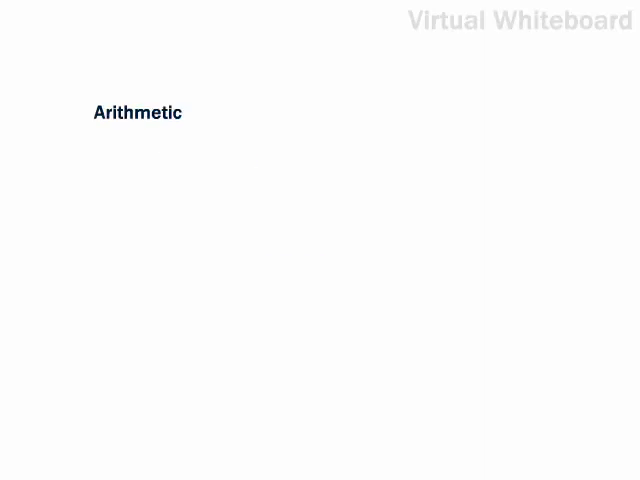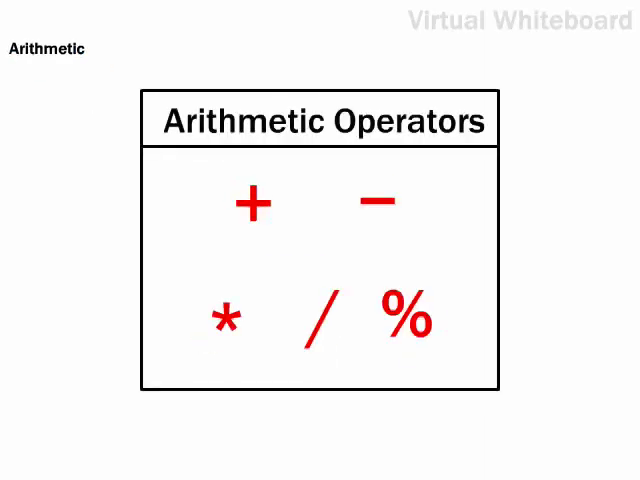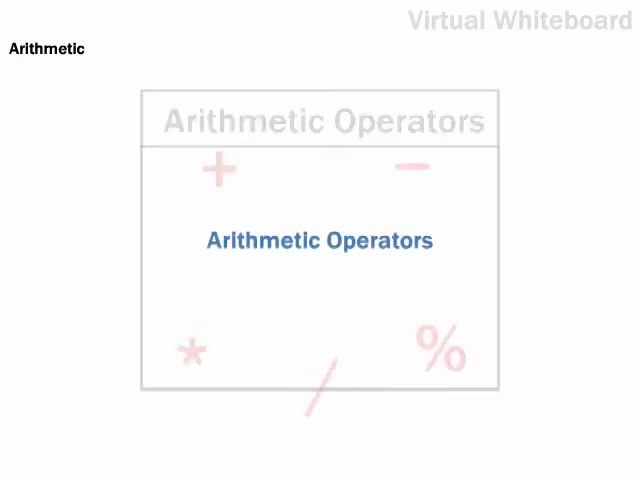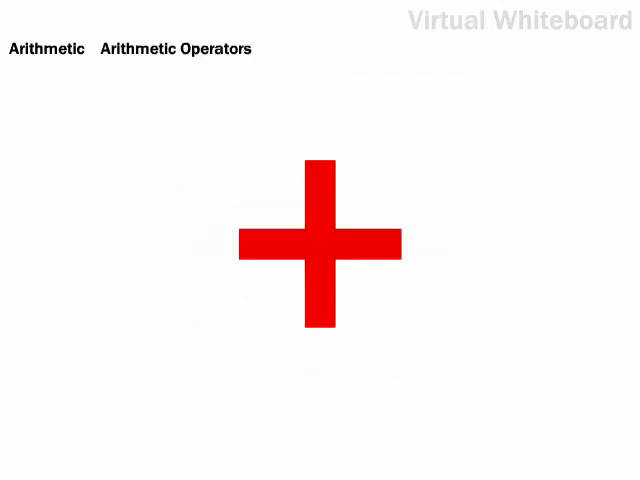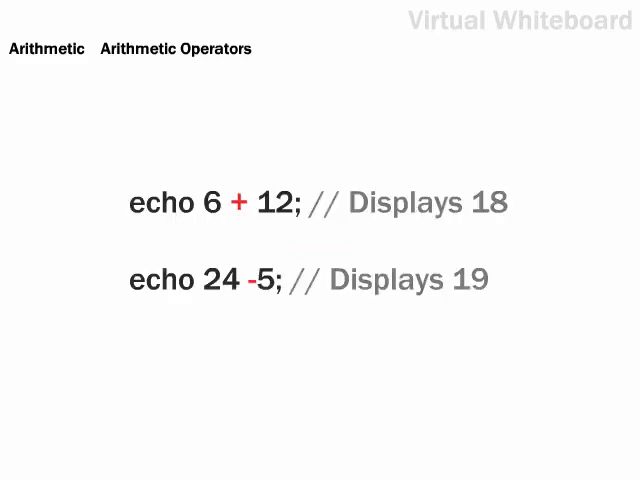Arithmetic. As you might expect, PHP includes all of the basic arithmetic operators. If you are new to programming, you may not recognize some of the symbols used, so we will quickly run through the basics just in case. Arithmetic operators. Addition is performed with the plus symbol and subtraction is performed with the minus symbol. Pretty straightforward, as you can see in these examples.